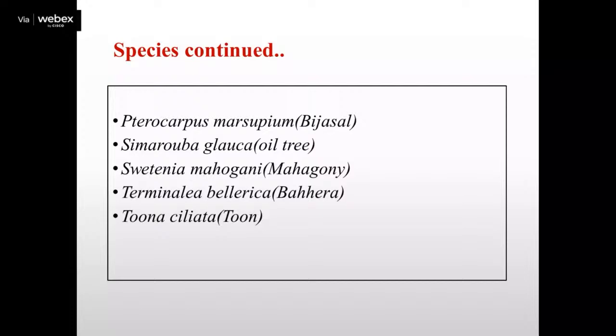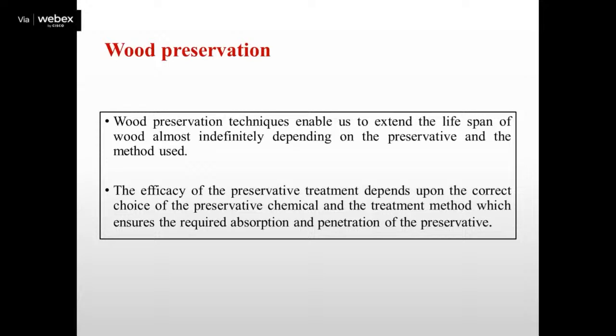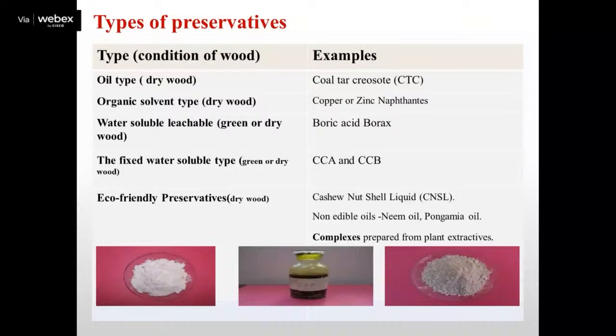So wood preservation techniques enable us to extend the lifespan of wood almost indefinitely, depending on the preservative and the method used. The efficacy of the preservative treatment depends upon the correct choice of the preservative chemical and the treatment method, which ensures that the required absorption and penetration of the preservative is possible. There are different types of preservatives, mainly oil type, organic solvent type, and water soluble, fixed water soluble and non-fixed water soluble. But for our handicrafts, we should concentrate on water soluble preservatives only.